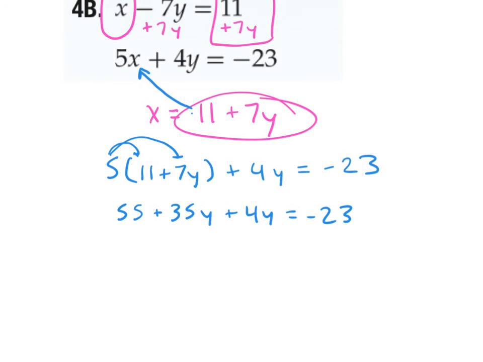What do we do next? Combine like terms. How would we combine like terms? So 35y plus 4y would be 39y. What else can we do?